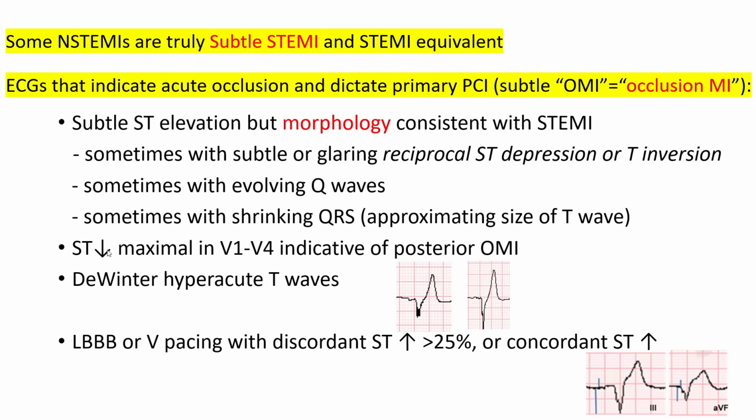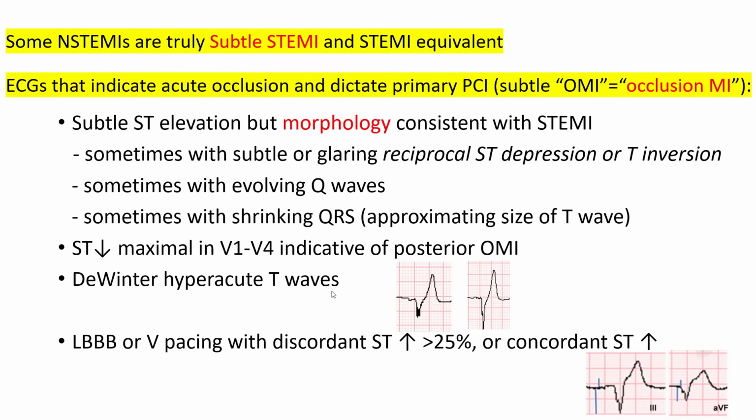Another subtle STEMI or OMI is when you have ST depression that is maximal and predominant in leads V1 through V4. This indicates posterior MI. Another one is DeWinter hyperacute T wave. Those are the hyperacute T waves in the precordial leads. Normally, hyperacute T waves progress to ST elevation, but there is a group of patients, up to 2% of individuals with anterior MI, who never progress to ST elevation. They are stuck at the phase of upright hyperacute T waves with a little bit of actually ST depression that is upsloping. So this is what you call DeWinter.